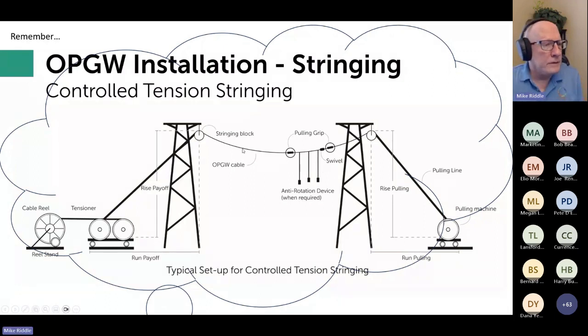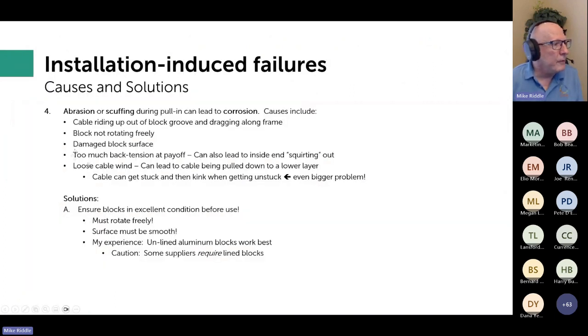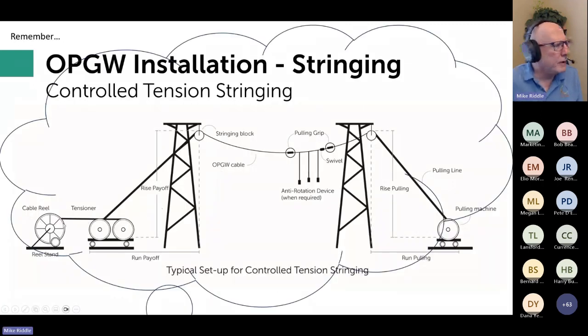So I wanted to use this slide to illustrate one point here that you're probably not familiar with, and this is just too much back tension at the payoff, but I'll talk about some of the other problems too. I'm talking specifically here. If there's too much resistance to the cable reel rotating, the tension here will go up, and you will physically sometimes see the inside end of the cable pushing out from the reel. Informally, we call it squirting. It'll squirt out from the inside.